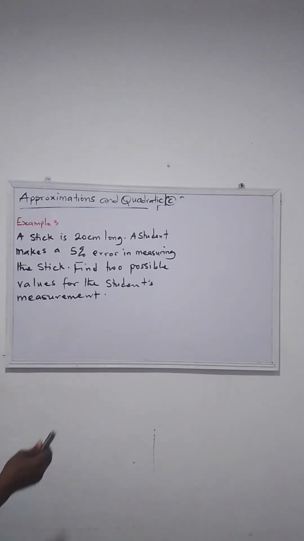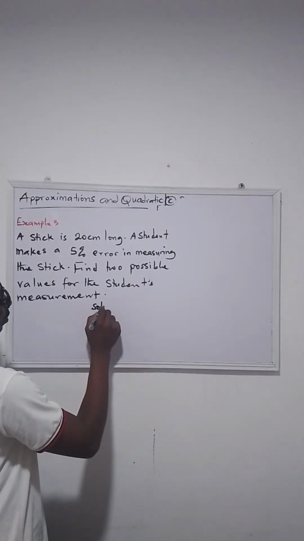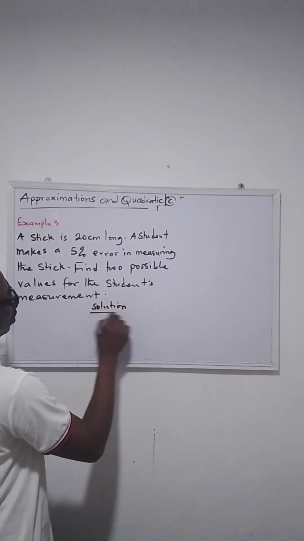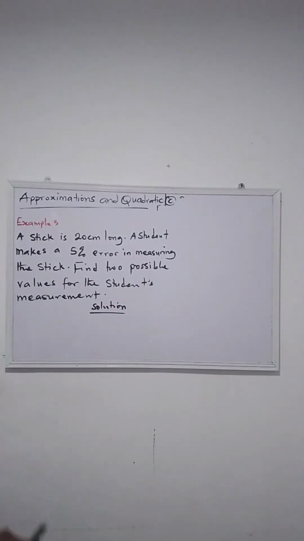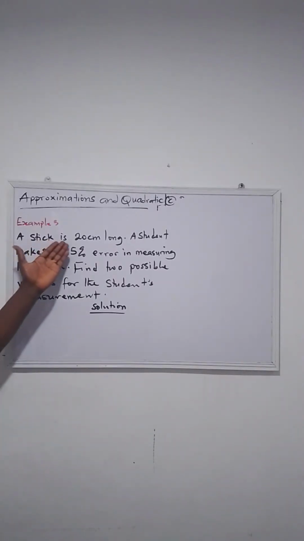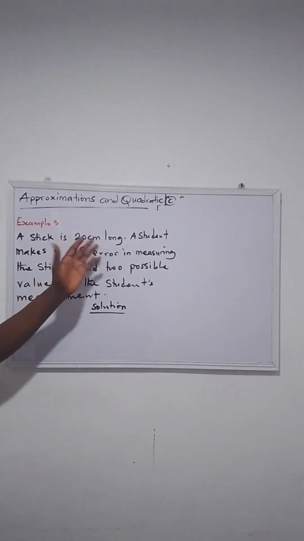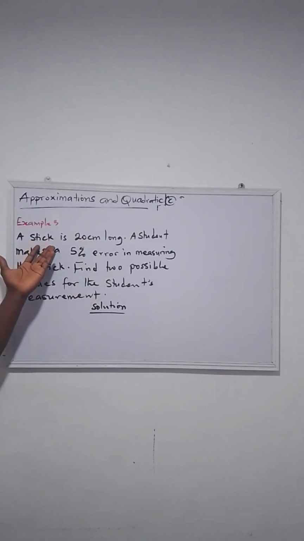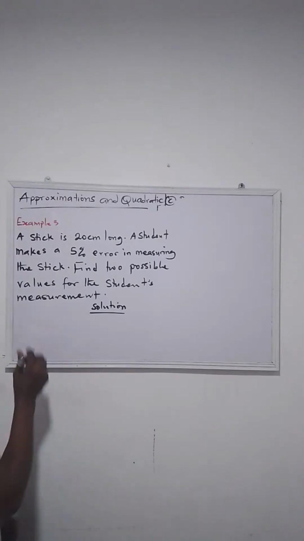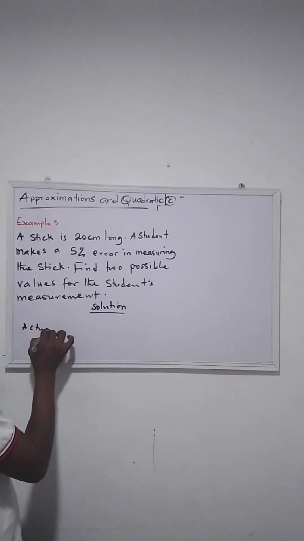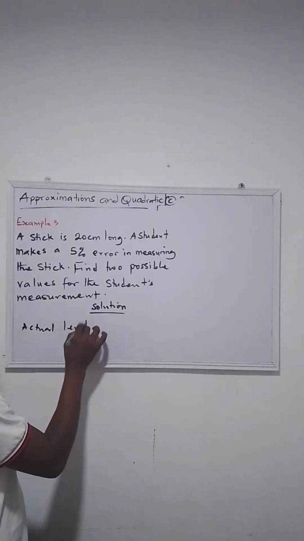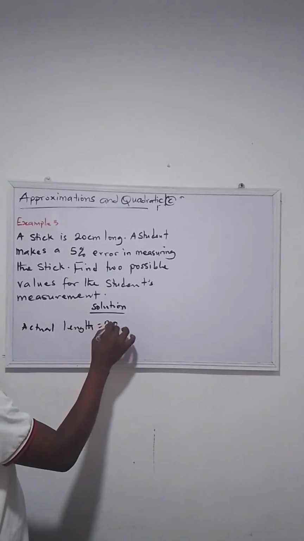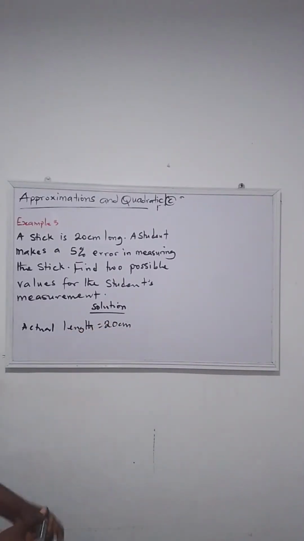Now, the first thing is to get the actual or the estimated. Now look at it now. A stick is 20 centimeter long. So what is the meaning of this 20 centimeter? It's talking about the actual length of the stick. So we write that out. Actual length equals 20 centimeter.